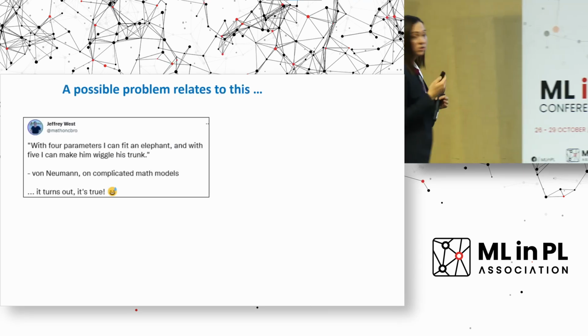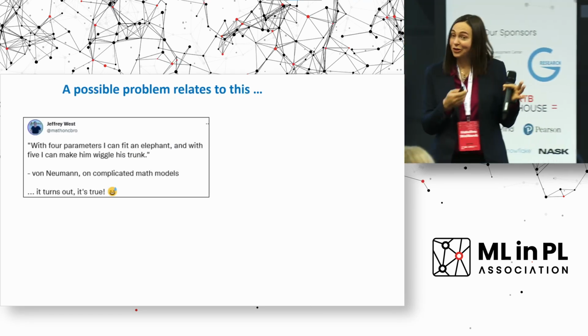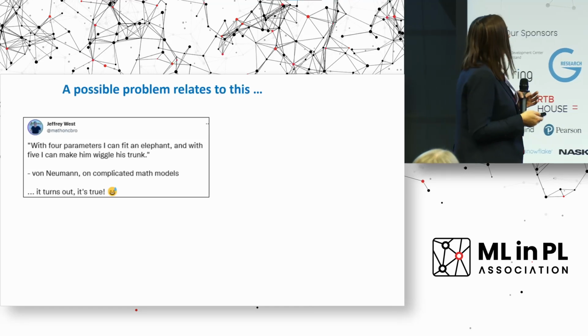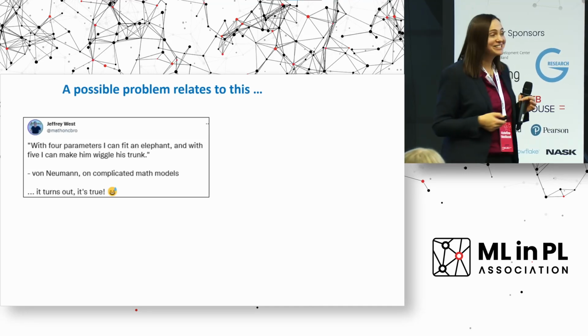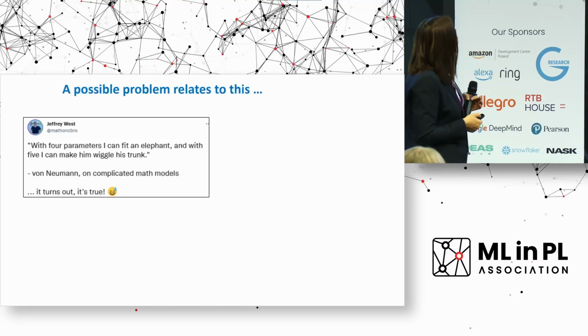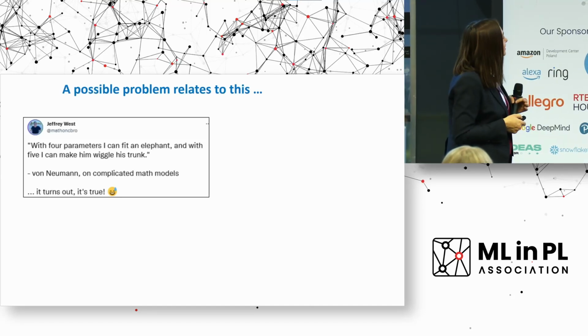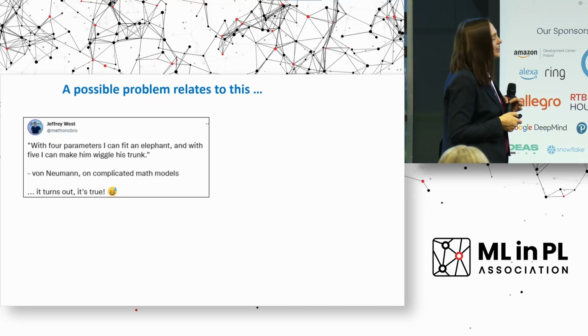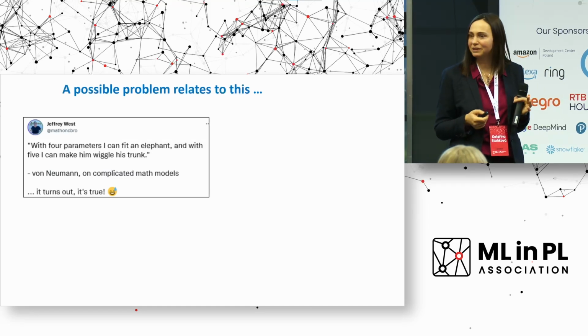So the possible problem, which I probably hinted at already for 10 minutes, is von Neumann's statement: with 4 parameters, I can fit an elephant, and with 5, I can make him wiggle his trunk. Do we believe it?